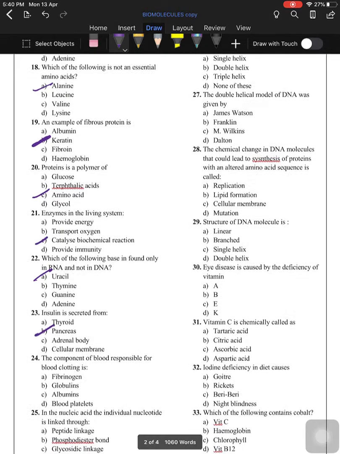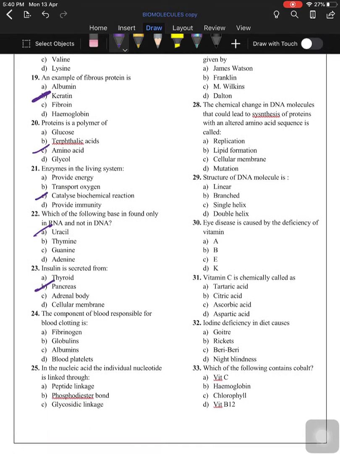Moving on to the 24th, the component of blood responsible for blood clotting, you know, is called fibrinogen, which converts the blood into a clot whenever an injury happens to the outer tissue or skin.